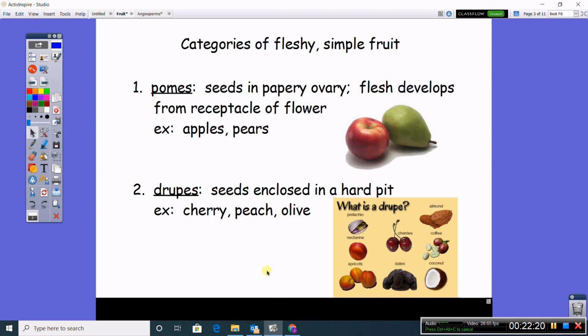Okay, drupes. What drupes have in common is they've got a hard pit in the middle. Okay, seeds enclosed in a hard pit. So technically a coconut is even a drupe because the coconut itself is the seed. If you've ever seen coconuts, they come with a larger husk type thing around them, and that's the fruit. The coconut that you think of is actually the seed. Then you have cherries, which have a pit in them, peaches obviously have a pit in them, and olives have a pit in them. And then there's some others shown here.